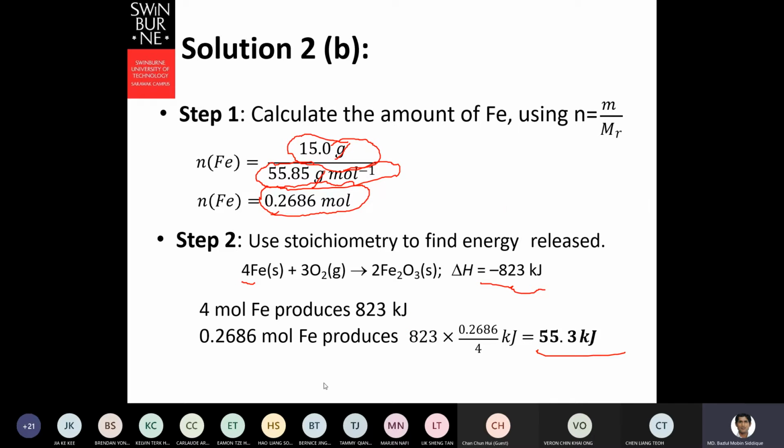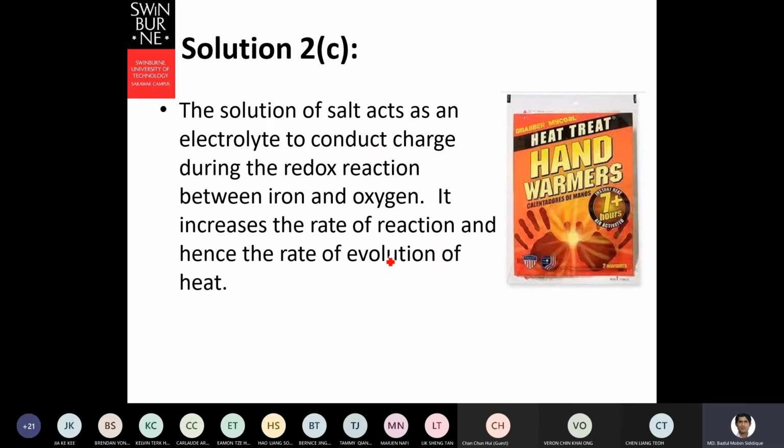Okay. So this is how the hand warmer looks like. I never touched it, just saw it in the photo. So probably they just shake it and hold it in their hand. So question number 3, C: why is the salt used?